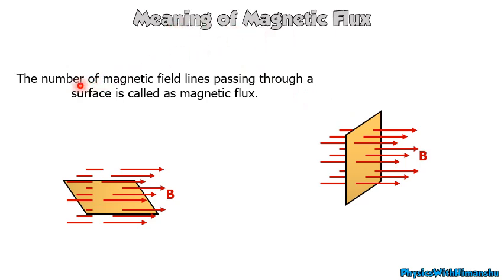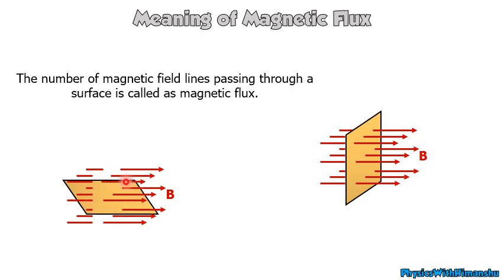So the number of magnetic field lines passing through a surface is called magnetic flux. In this figure, if you see, the total number of magnetic field lines passing through the surface is 3 plus 3 plus 3, that is 9. So magnetic flux through this surface will be 9. But in this figure, there are no magnetic field lines crossing the surface. All the magnetic field lines are parallel to the surface. So in this case, the net magnetic flux is equal to 0.